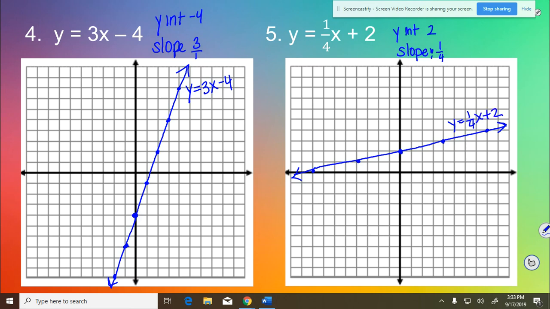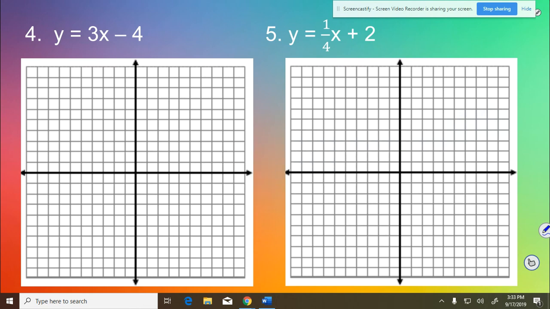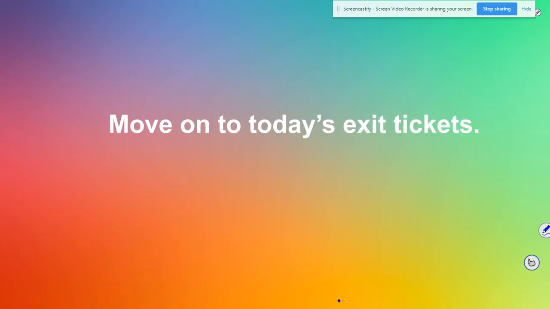All right, so hopefully you're catching on how to use an equation to very easily graph a line on a coordinate plane. So you're going to move on to today's exit ticket before doing the homework.